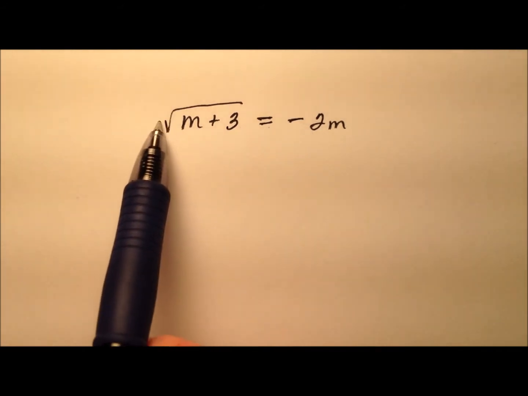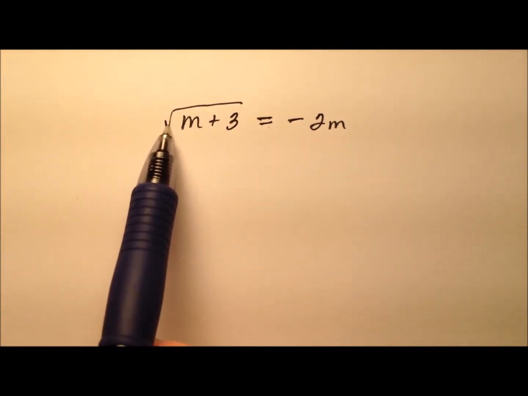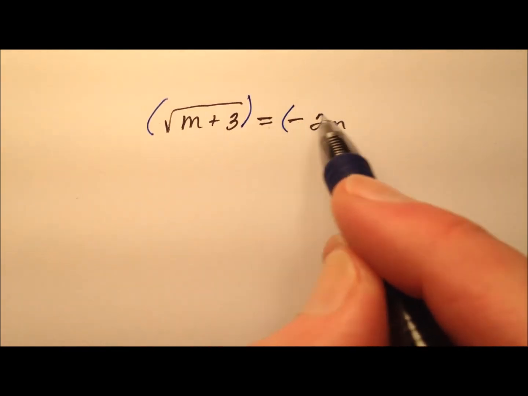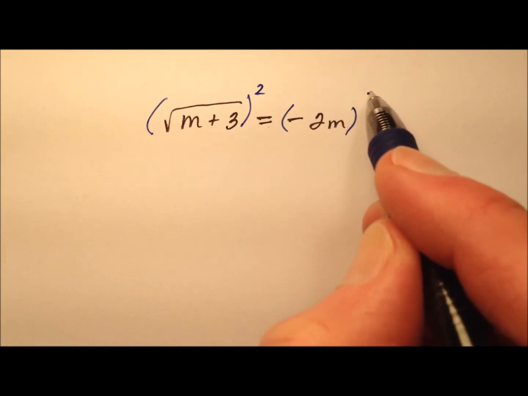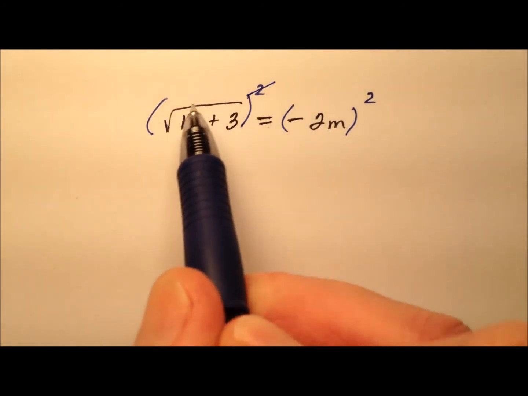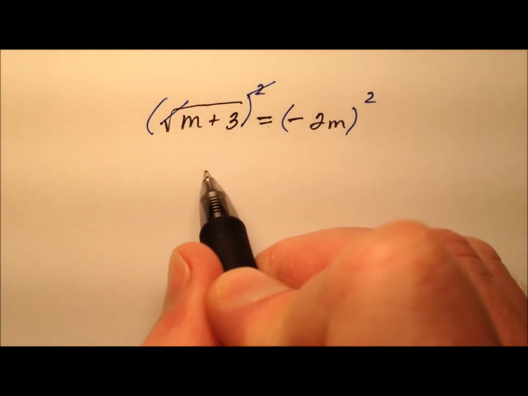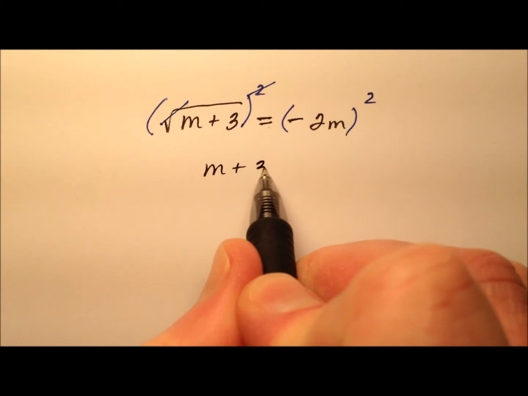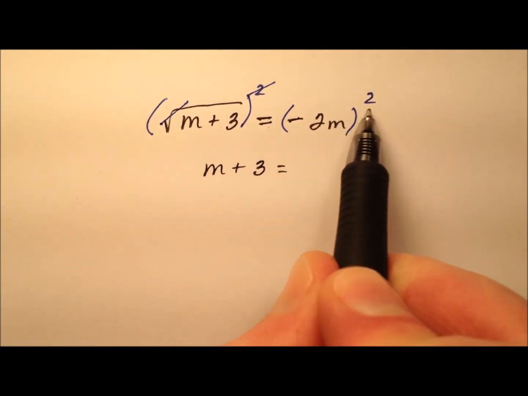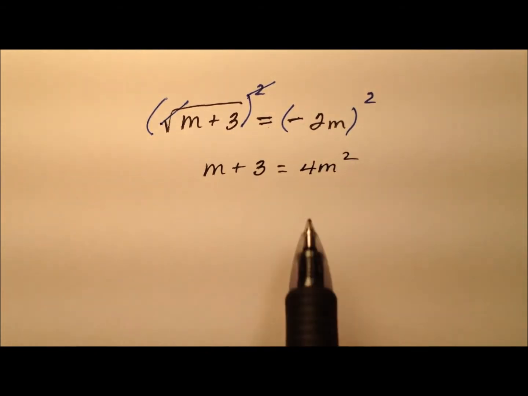All right, so let's start by using the inverse operation here. And what's the inverse operation of taking the square root of something? Well, it's squaring it. So we will start by squaring both sides of the equation. And that's nice because on the left, that square and square root will cancel each other out. So I'm left with just that m plus 3. And the right side, when I square this, it'll be negative 2m times negative 2m, so 4m squared.